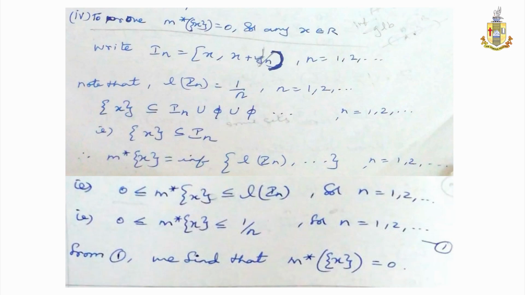Therefore, when we take m star, you will be getting it as m star of x equal to infimum of L of In, etc., where n varies from 1 to infinity. That is, 0 is less than or equal to m star of x is less than or equal to L of In. That is, 0 less than or equal to m star of x less than or equal to this L of In is replaced by 1 by n. Therefore, we get that m star of x is equal to 0. So this proves the fourth portion.